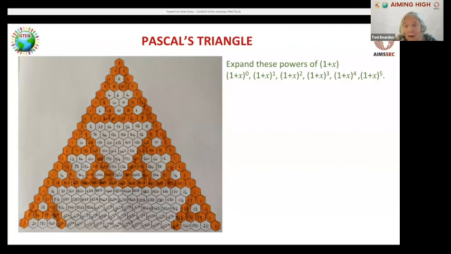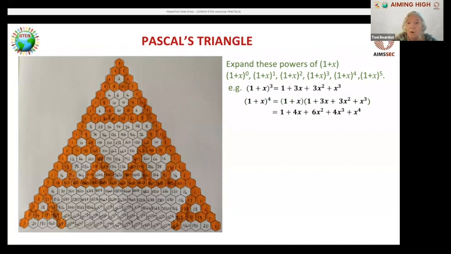Now, what you can link it to for the older learners is when you multiply 1 plus x by 1 plus x to get 1 plus x squared, and then you multiply 1 plus x squared by 1 plus x to get 1 plus x cubed, and so on. And there's the example of multiplying to get 1 plus x to the power 4: you multiply 1 plus x cubed by 1 plus x. And the way in which you get those coefficients uses the coefficients in the line above. And so we have a question for you.